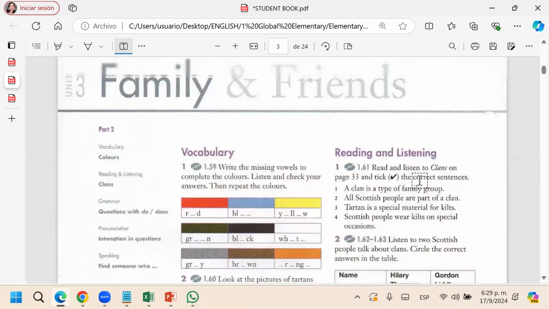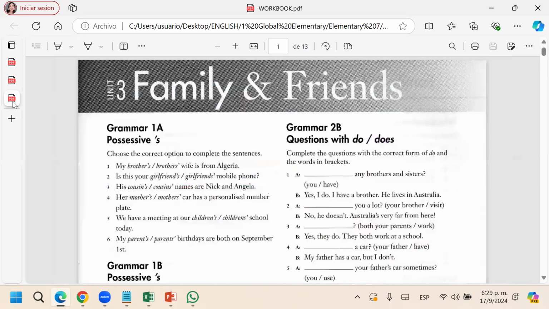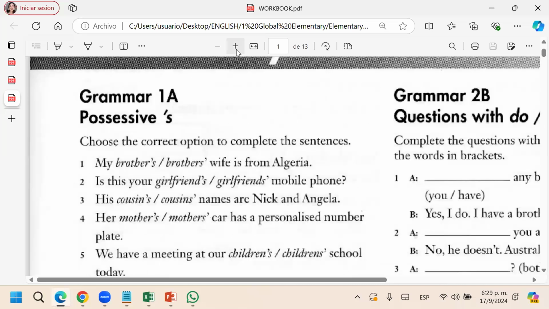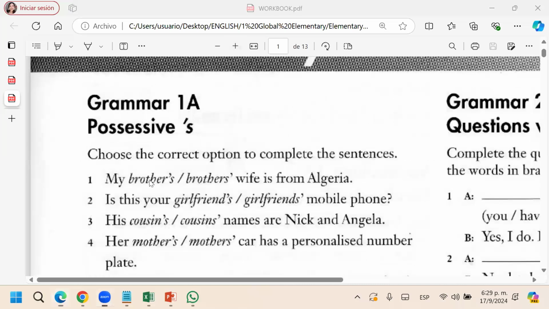So with the apostrophe S, we can use it for possession. I'm going to show you some sentences, and you're going to tell me what you think, if it is the first or the second option. If it is my brother's wife, like the first, or the second. My brother's wife is from Algeria. What do you think?